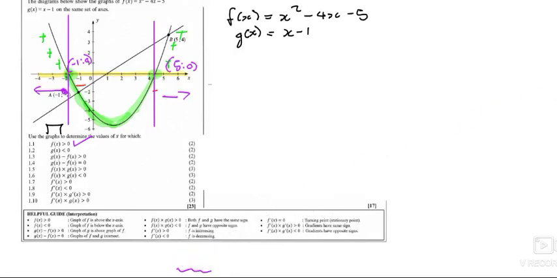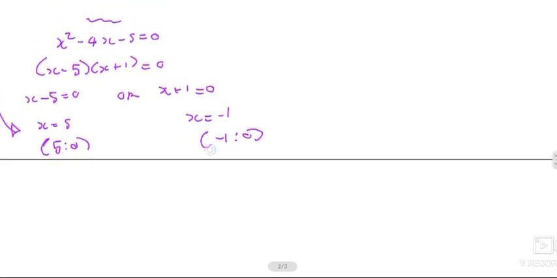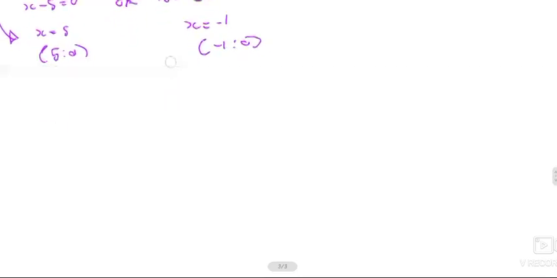Now, just to do it, just for the camera and just for show. What did the question say? Let's just do it right there. The question said, yes, I need the space. Now the question said, when is f of x greater than 0? So what is f of x? You just substitute. f of x is just x squared minus 4x minus 5.